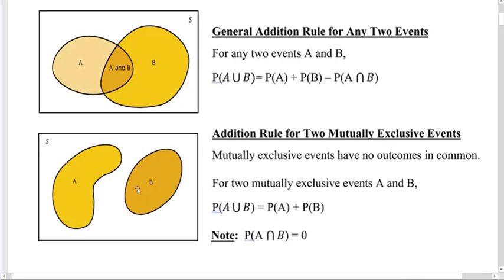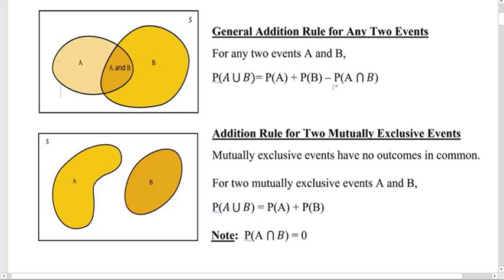There's no overlap. So for 2 mutually exclusive events, we saw that we could use this to calculate the probability of A union B, which is just the probability of A plus the probability of B. We can also use this general addition rule for any 2 events, whether or not they're mutually exclusive. The probability of A union B, or A or B, is equal to the probability of A plus the probability of B minus the probability of A and B.